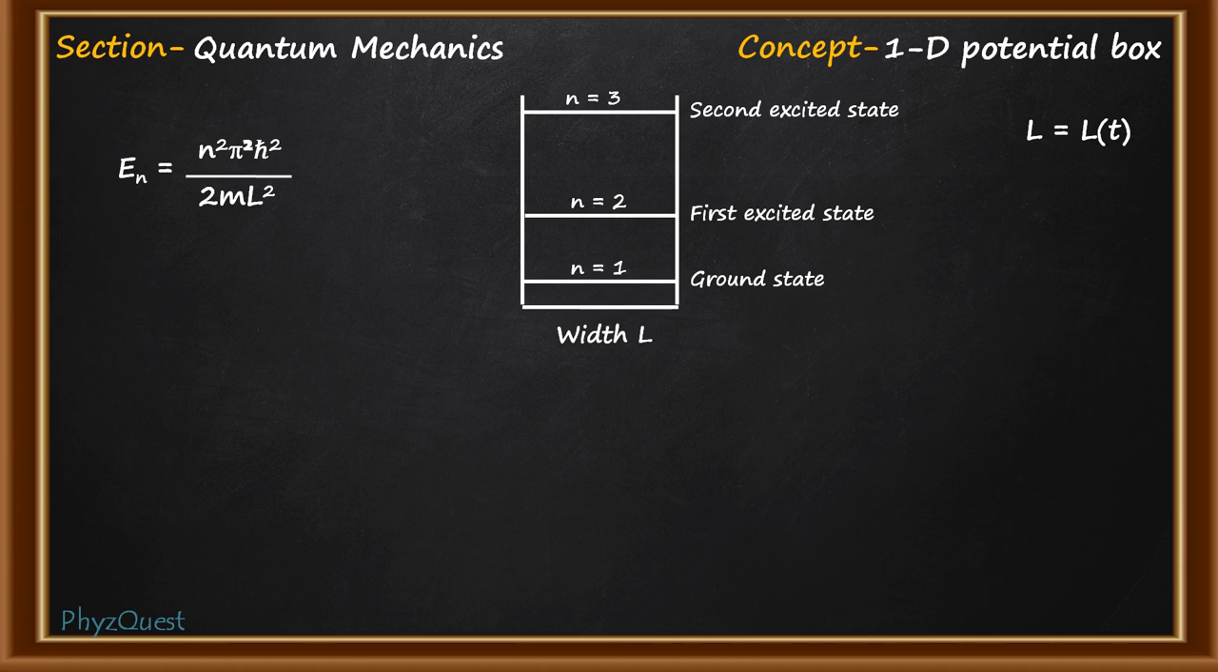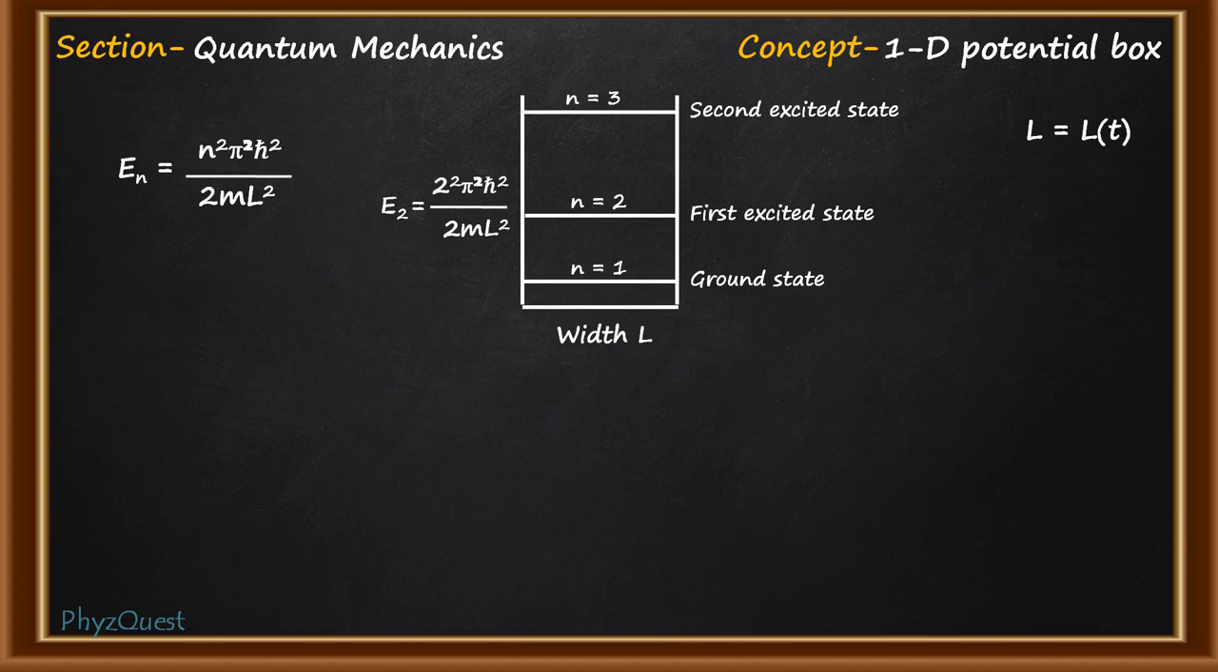In this question, our point of focus is the first excited state, that is E2, which is equal to 2 square pi square h cross square divided by 2m L square. Now, as you can see, E2 is dependent on L, and L is a function of time. So that means E2 is also dependent on time. We have to find the rate of change of the first excited state energy E2, so we have to take the differentiation of E2 with respect to t.